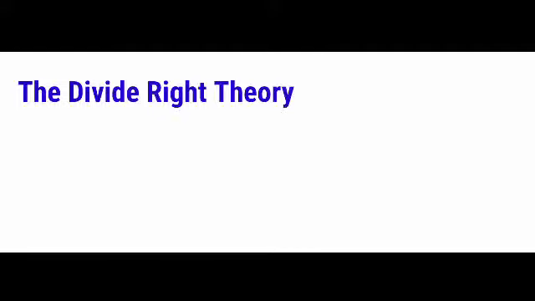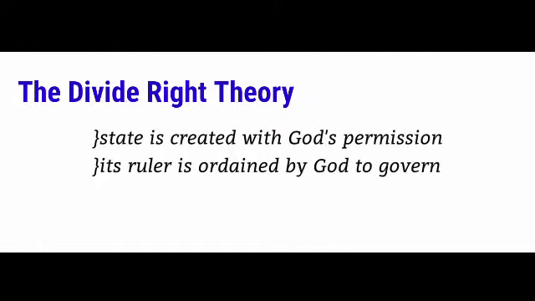We go now to the theories on the origins of states. There are several theories concerning the origins of states. Among them are, number one, the divine right theory. Under the divine right theory, it holds that the state is created with divine permission and that its ruler is ordained by God to govern the people. Example is the Decalogue or Ten Commandments received by Moses at Mount Sinai.